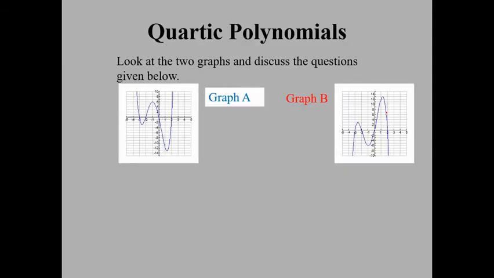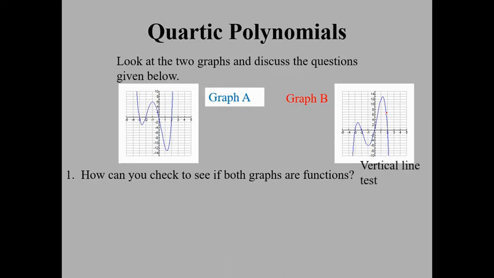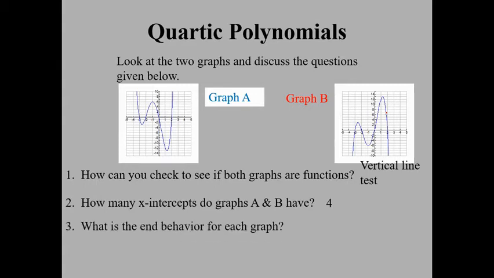Okay? All right, now we're going to look at the quartic polynomials. We're going to look at these two graphs. How do you check to see if both graphs are functions? That's right, it's the vertical line test. How many x-intercepts do the graphs A and B have? Looks like they've got 4 x-intercepts. What is the end behavior for each graph?